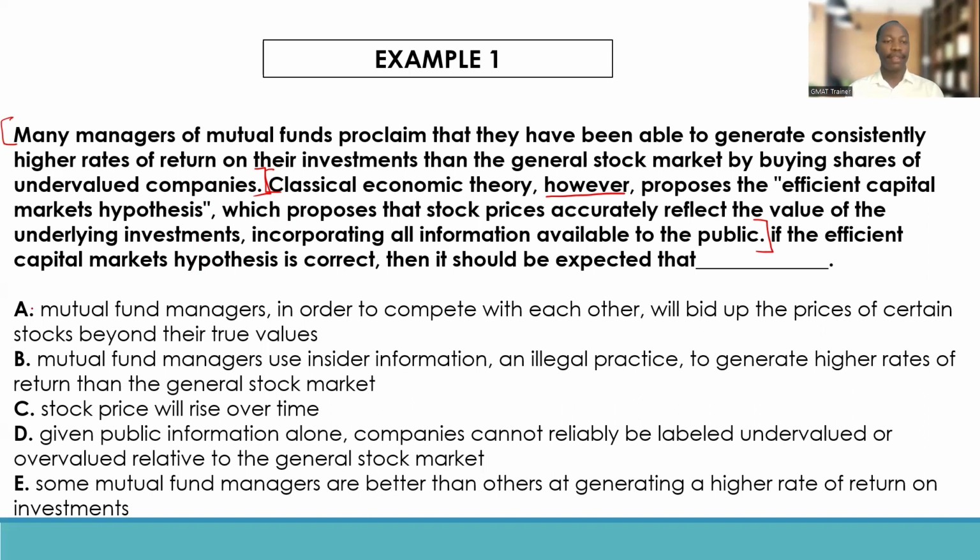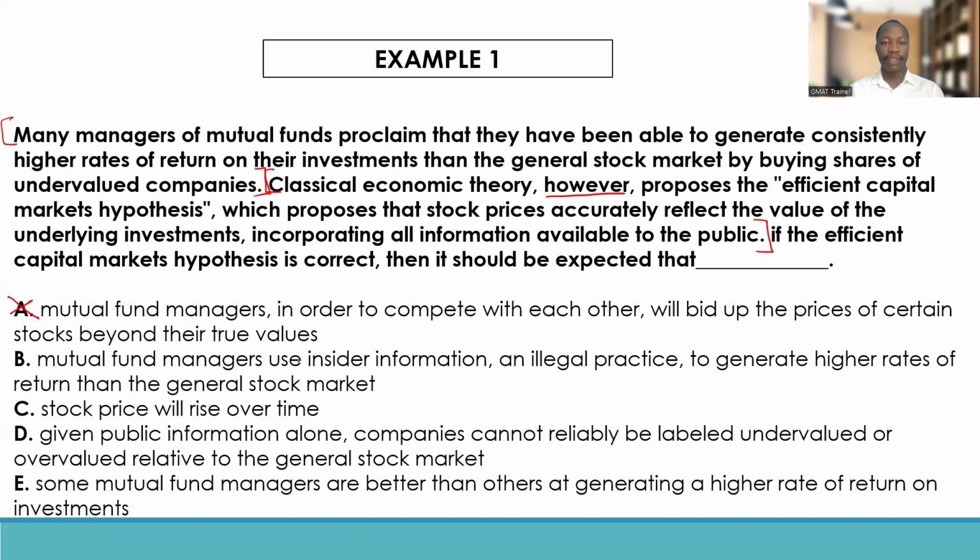Okay. So A, mutual fund managers, in order to compete with each other, will bid up the prices of certain stocks beyond the true values, right? This is probably good information to know, but does that really complete the sentence presented in this paragraph? Not really. It more or less presents an alternative set of facts, which does not really agree with the information in the second sentence. So you can eliminate A.